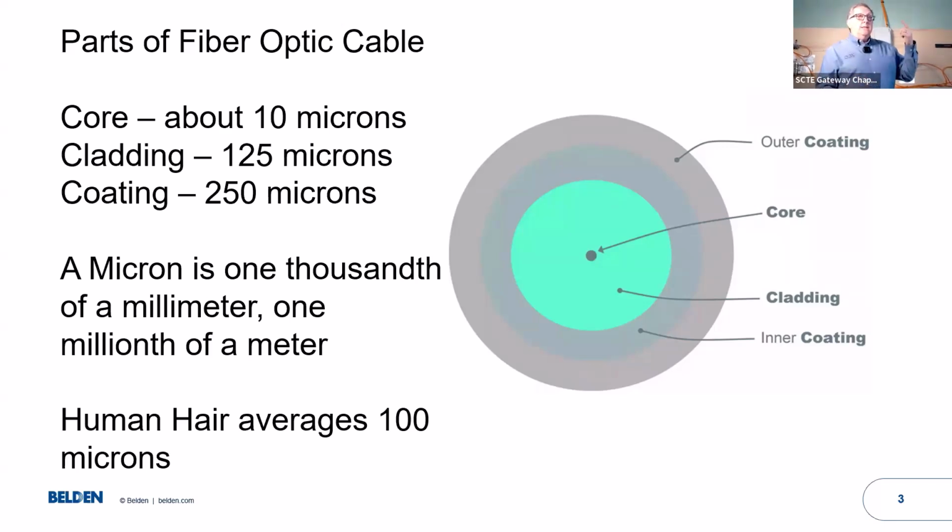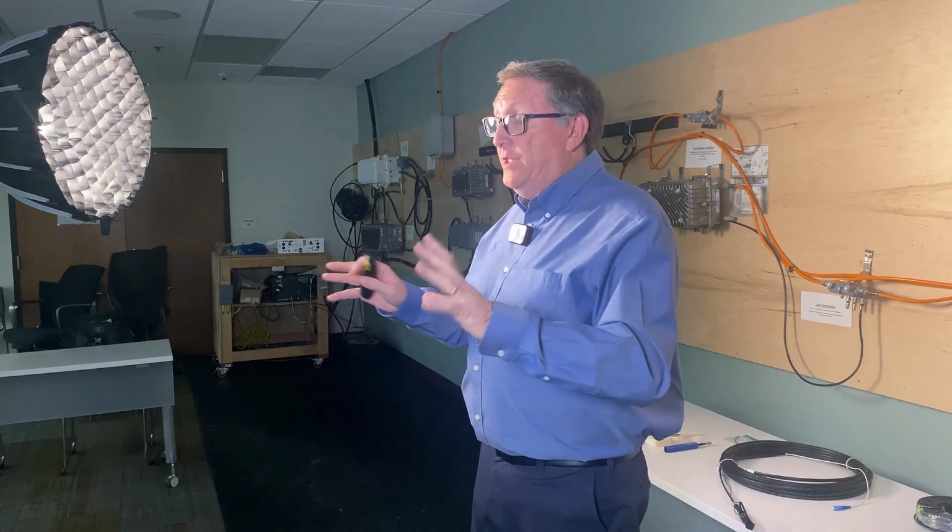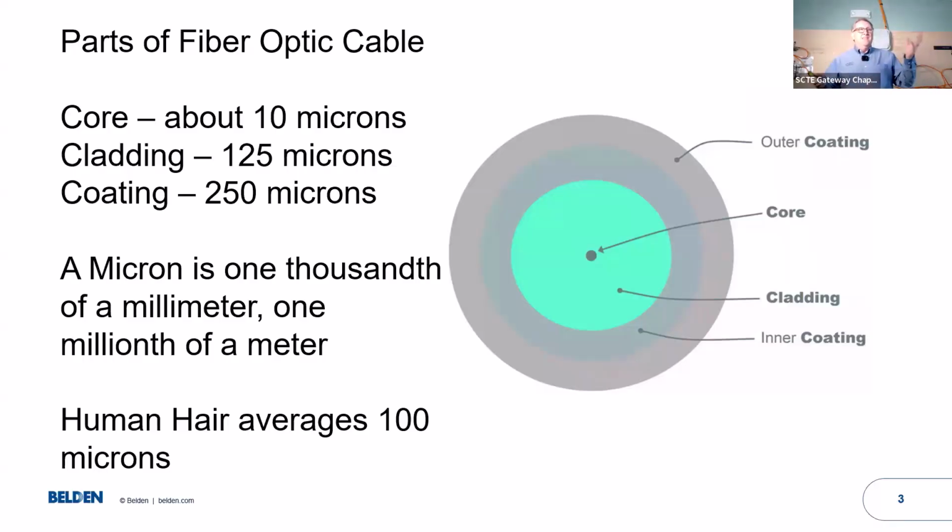The core is only around 10 microns. It ranges depending on the fiber and the application, 8 to 12. Multi-mode fiber goes up to 50. But in general, for most single mode fibers that you're using, you can say it's around 10. A human hair is about 100, so it is much thinner than a human hair.